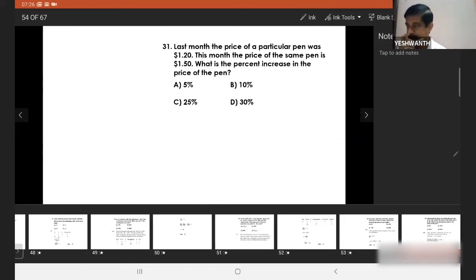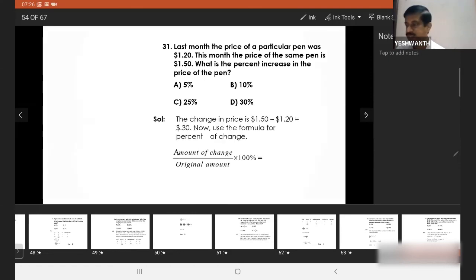Last month, a price of a particular pen was $1.20. This month, the price of same pen is $1.50. What percentage? Same type of problem where we'll take increase by original into 100. So that is homework.